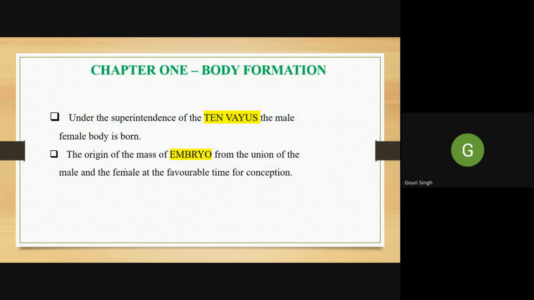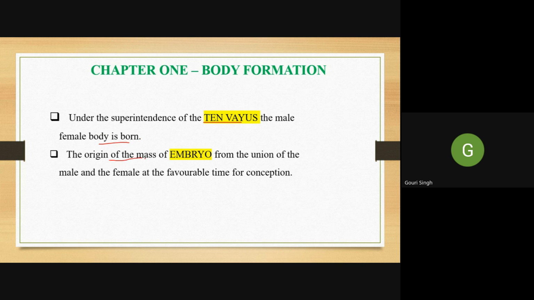After discussing the 10 Vayus, Gorakshnath discusses how the embryo, meaning the semen, when it goes to a female body, is converted into the embryo. That is the small baby, or the premature baby, we can say. So under the superintendence of the 10 Vayus, the male or female body is born. By the means of these 10 Vayus, this male or female body is born.